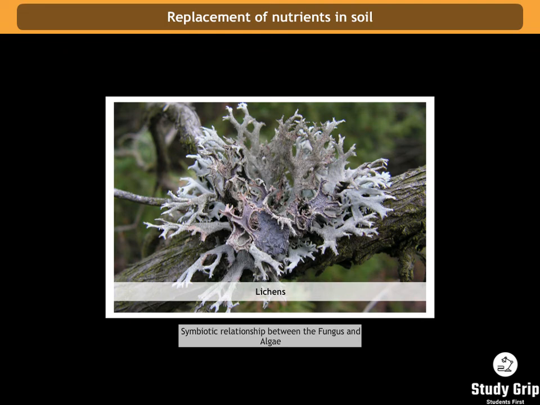Another example of symbiotic relationship is lichen. It is the association of fungi and algae. The fungus provides the minerals and water along with shelter to the algae, and this in turn prepares food as it contains chlorophyll in them.